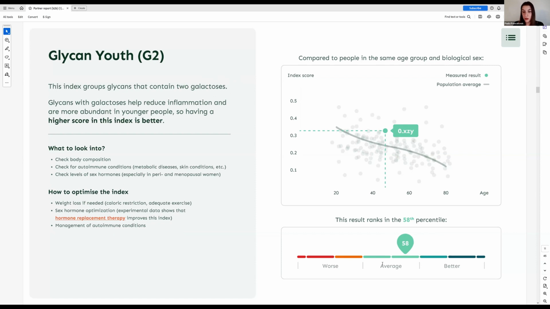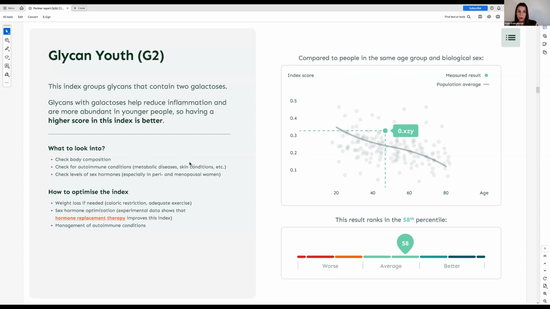Here we see that the results are closer to the average. What we know from the research so far is that hormones, particularly sex hormones, are a major driver of a good balance in this index. So for example, if somebody has low results, we should evaluate sex hormone panels, but also certain metabolic conditions.